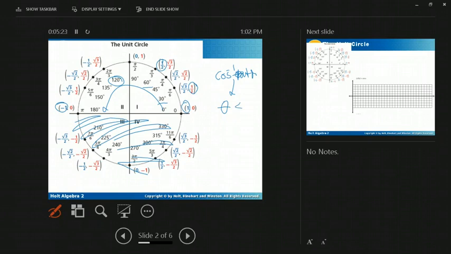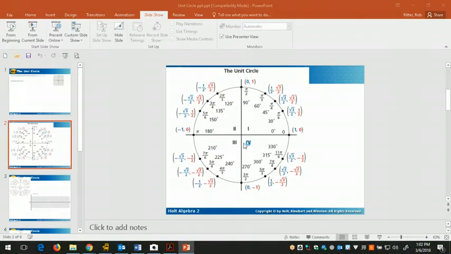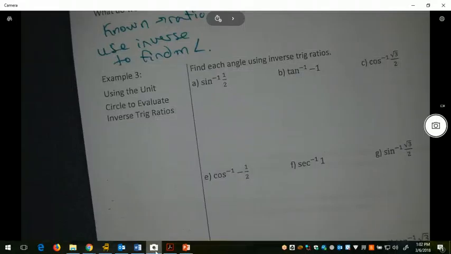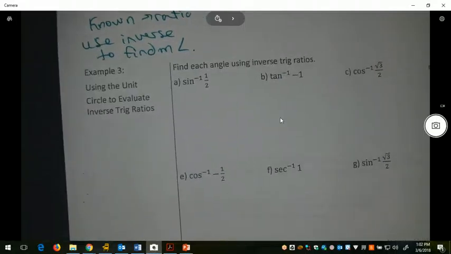So for this, the angle has to be less than or equal to 180 and greater than or equal to 0. So that's what you want to have on your paper. That's what you need to have on your paper. So I'm going to write that down. I want you to see it on the unit circle. We're going to write that down on our paper right now.